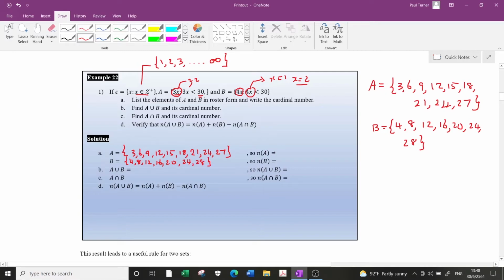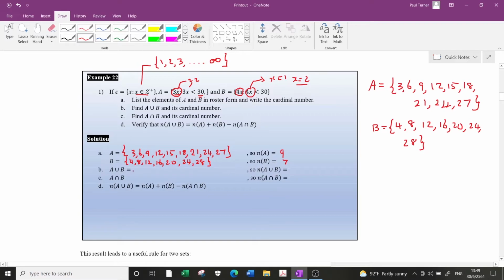Okay, so look at the cardinal number of A. How many elements are there? 1, 2, 3, 4, 5, 6, 7, 8, 9. How many in set B? 1, 2, 3, 4, 5, 6, 7. Like that. So how many in the union?